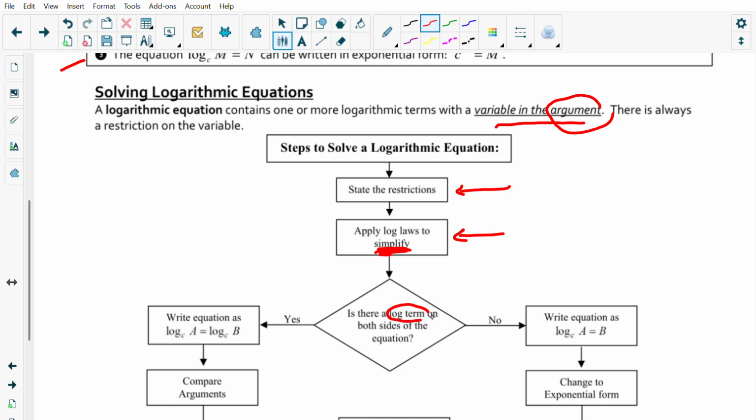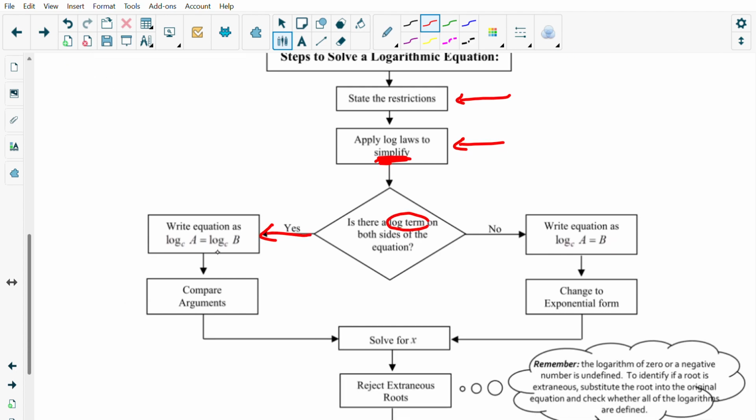Is there a log term on both sides? If yes, then your path is faster. Write the equation as this. Compare the arguments only. Solve for x, and then reject any extraneous roots.